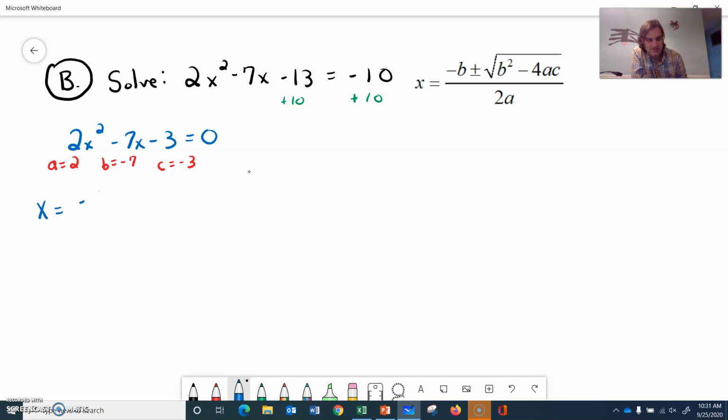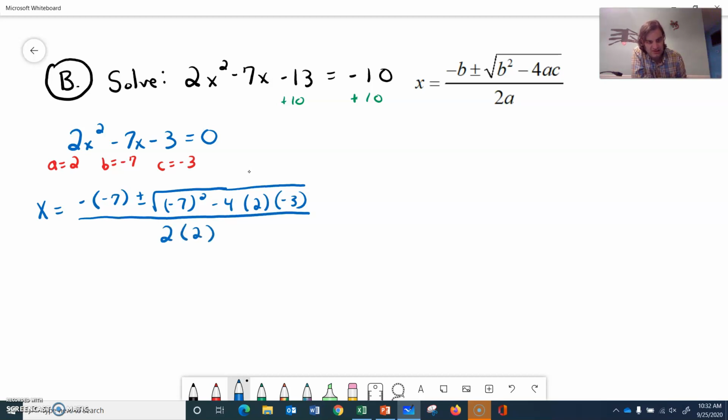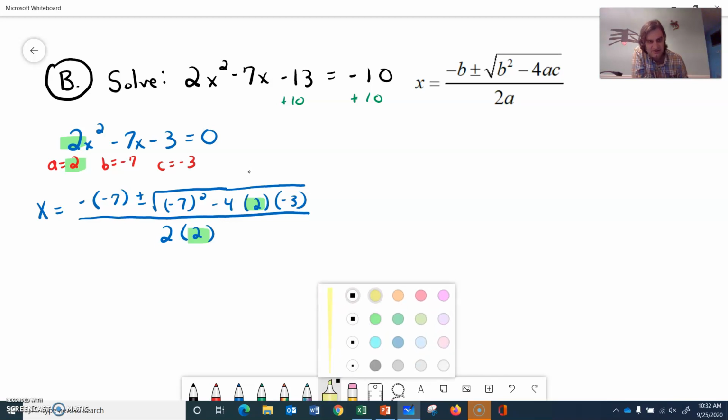X equals negative b. And it's very important that you remember that b is a negative number, so a negative, plus or minus the square root of b squared, so negative 7 squared, minus 4ac, all over 2a. So let's see, I'm going to go back and kind of highlight things and make them match up. So if you're questioning where things come from, maybe you can follow it a little bit better.